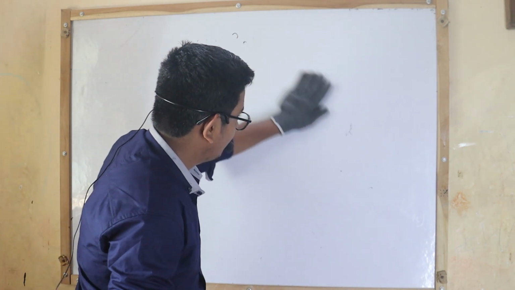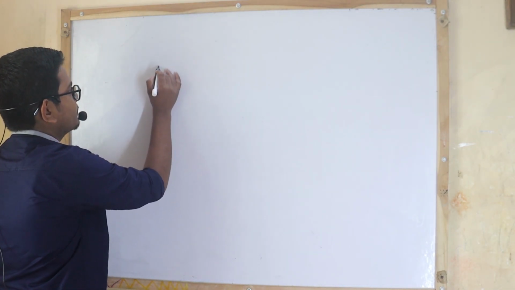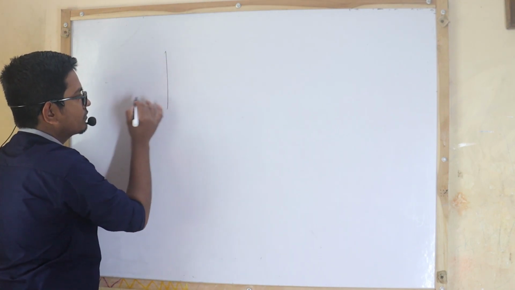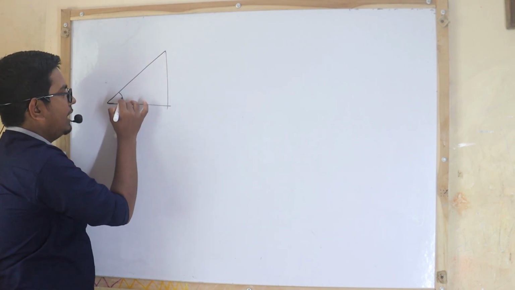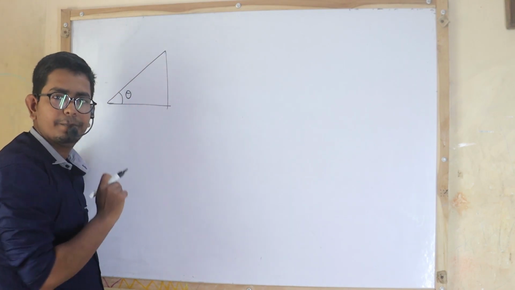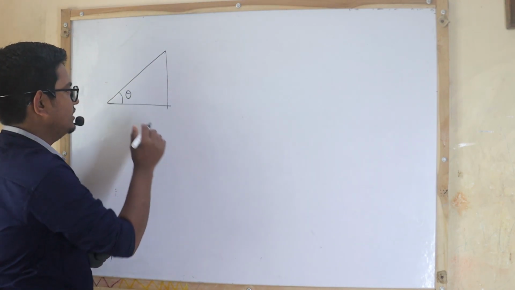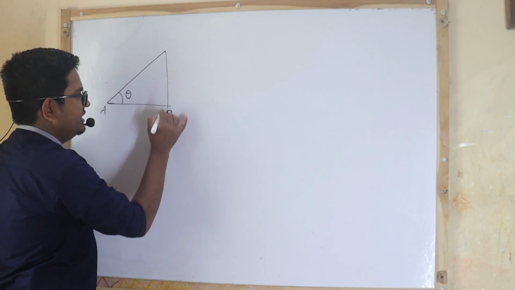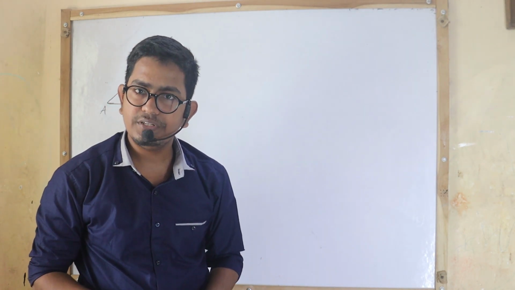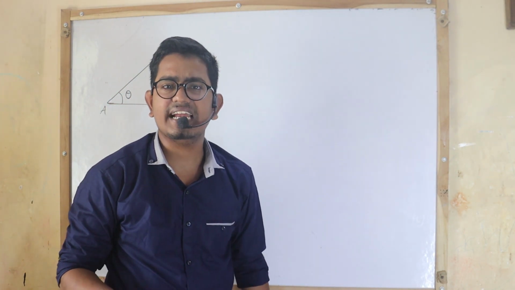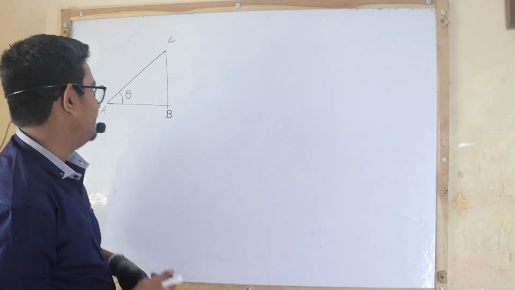As you can see here, I am going to draw a triangle. I'm saying to find the angle theta. It is a theta given to us. It is A, it is B, it is C. Now I'm asking to name the sides here: which one is acting as the opposite side, which one is acting as the adjacent side, and which one is acting as the hypotenuse side. Let us see.